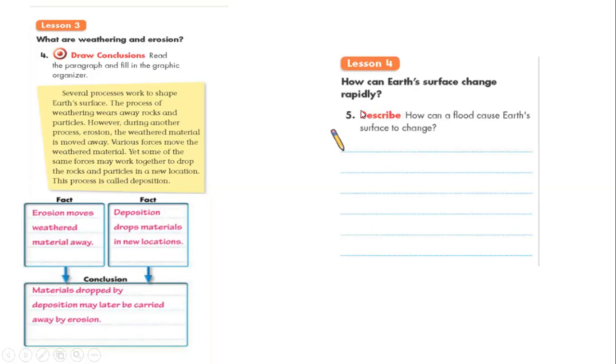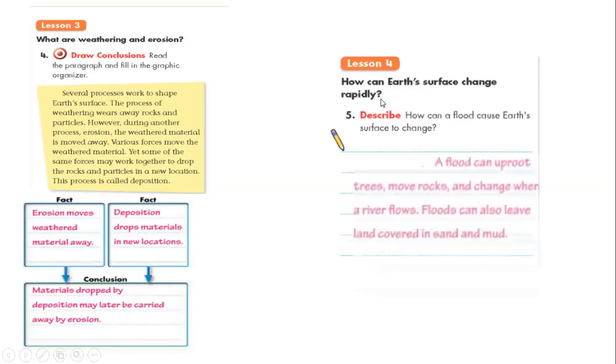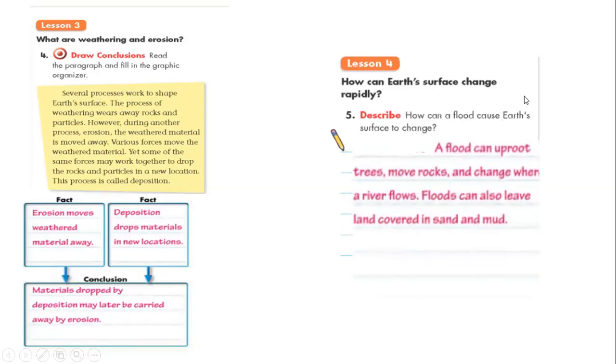Now, let's revise lesson 4. How can Earth's surface change rapidly? A flood can uproot trees, move rocks, and change where a river flows. A flood can also leave land covered in sand and mud.